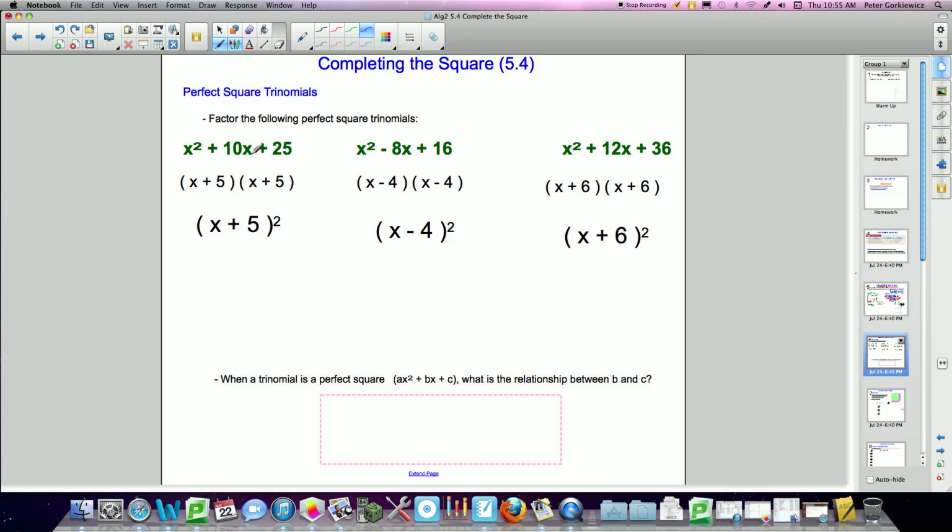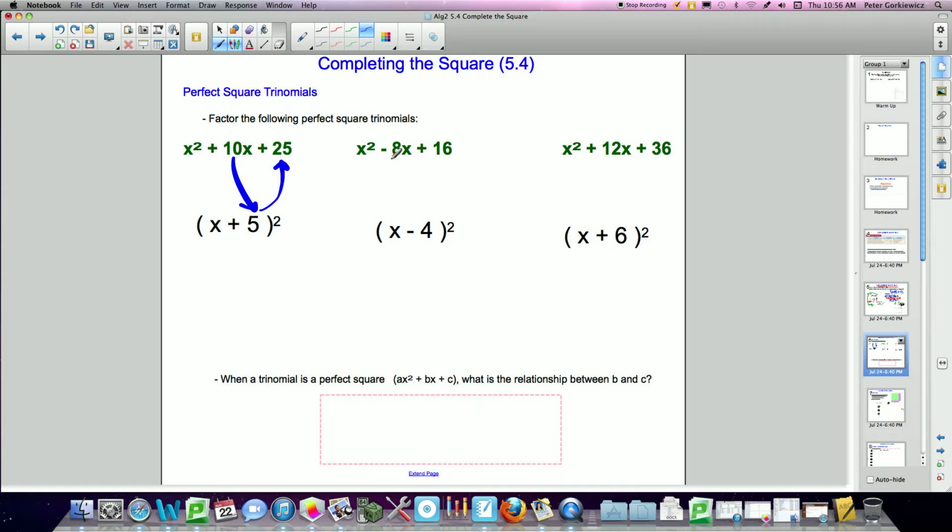If you look at this, all of these do the same thing, right? These follow the same pattern, that if you take this b term and you cut it in half, you get what these are. Well, let's get rid of this. Let's take out the intermediate step. If you take the b term, you cut it in half, you get that term. And if you square that term, you get the c term.